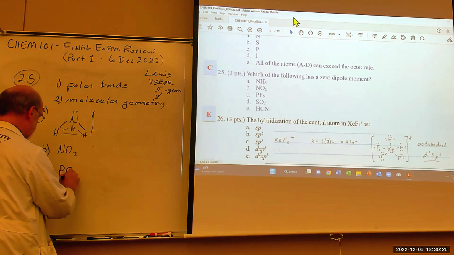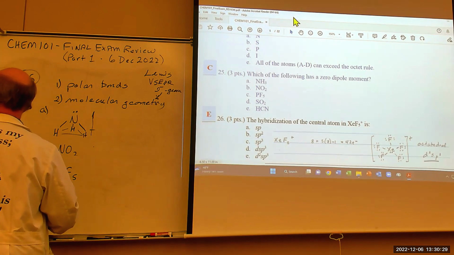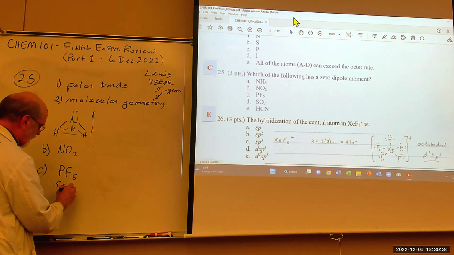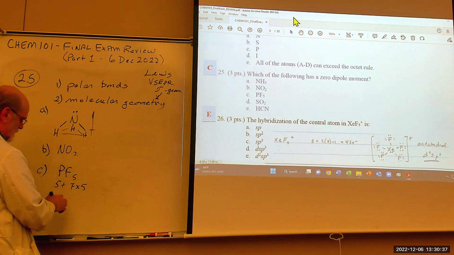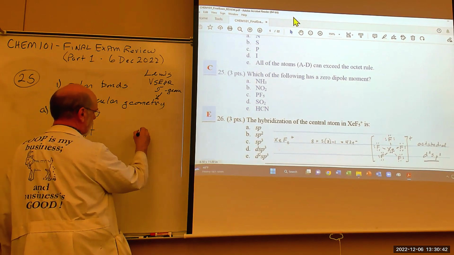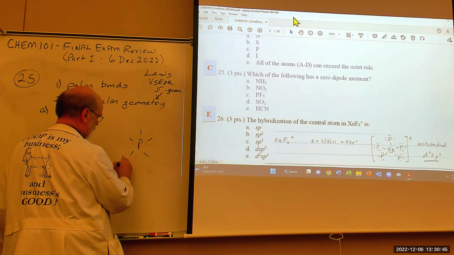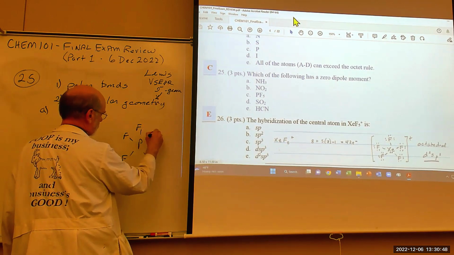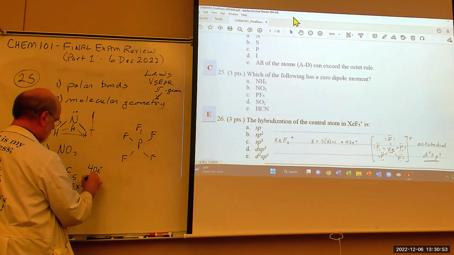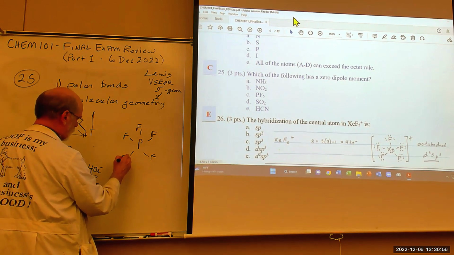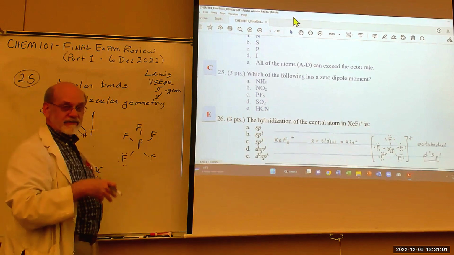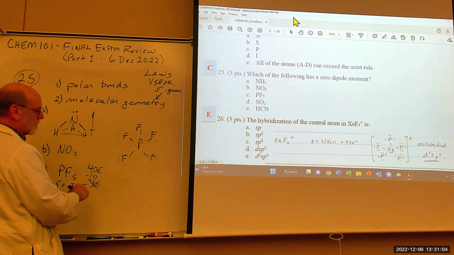PF5. Phosphorus has 5 electrons, and fluorine is a halogen, so it has 7 times 5. So it's 8 times 5 is 40. 40 electrons. So we put P here. 1, 2, 3, 4, 5. We need 5 fluorines. All right, so that's 2, 4, 6, 8, 10, 30. 6 electrons around each fluorine means 5 times 6 is 30. We've used them all up.